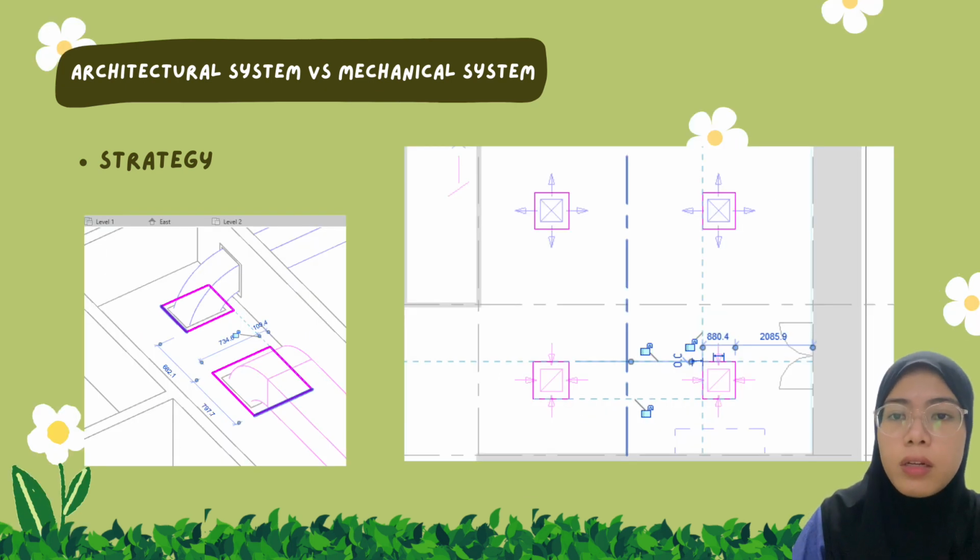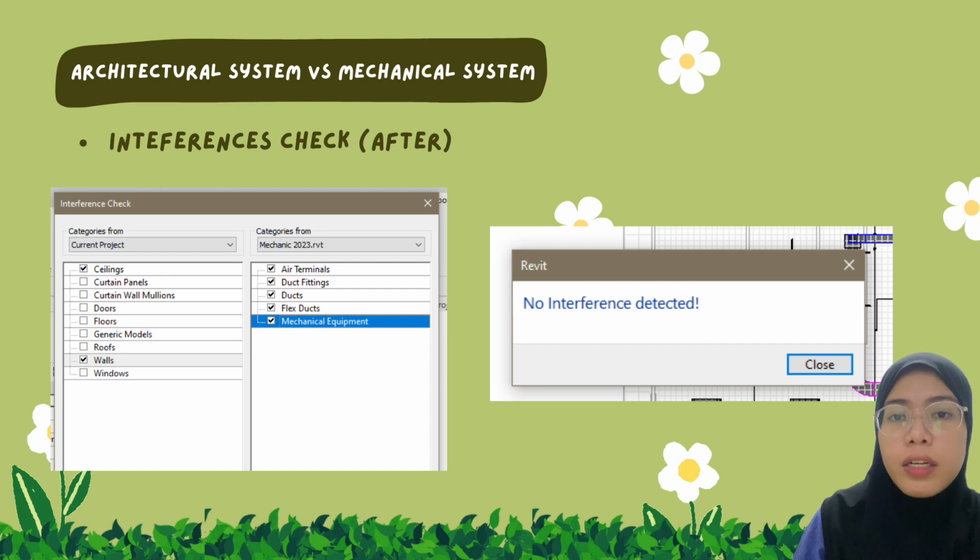Next, for air terminal that intersect to the compound ceiling, draw opening on the ceiling using shaft opening. Finally, run interference check again, then refresh to update the report on interference. If the correction is made correctly, it will show that no interference detect between the element and mechanical system.